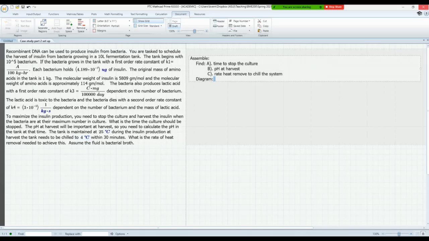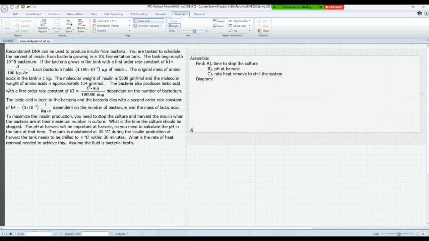With the diagram, let's think about the diagram for a second. What is the system in this case? Yeah, it's going to be the fermentation reactor. And do you have any mass going in and out of this system? So I'm not going to draw the system here. It would just be a box labeled as the bioreactor that you're growing this bacteria in.